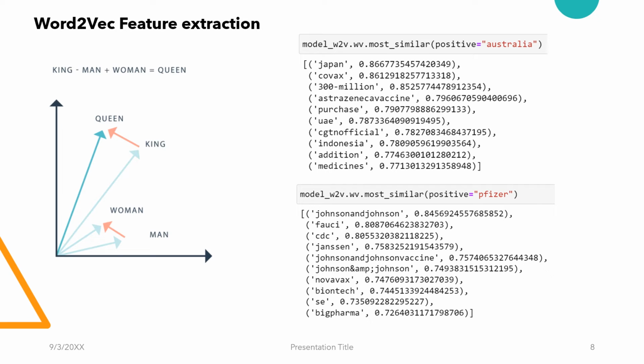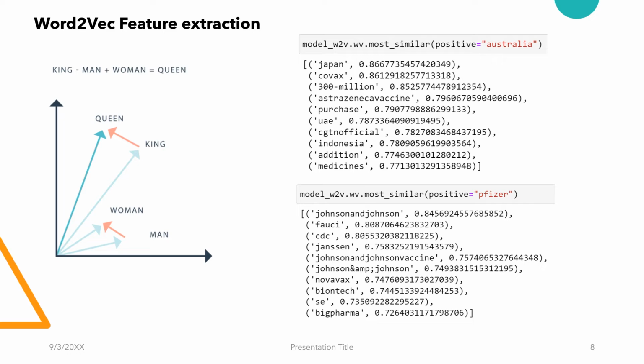We can understand the word queen as the word king minus man plus woman. On the right-hand side, I show how our word-to-vector vectorization preserves context and relationships. Example 1 shows that the word Australia is similar to the words Japan and COVAX, which kind of makes sense because they are all countries or organizations.